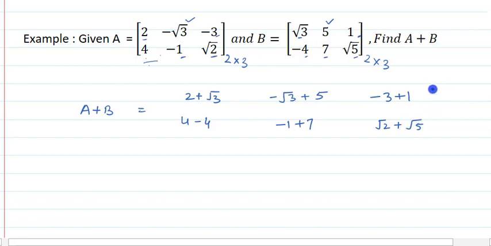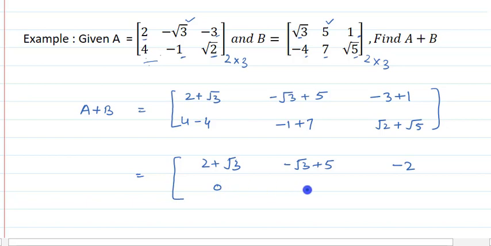And this is the matrix A plus B. We can simplify it further by writing 2 plus root 3 as the first element, minus root 3 plus 5 as the 1, 2 element, minus 2 as the 1, 3 element, 0 as the 2, 1 element, 6 as the 2, 2 element, and the 2, 3 element is root 2 plus root 5.